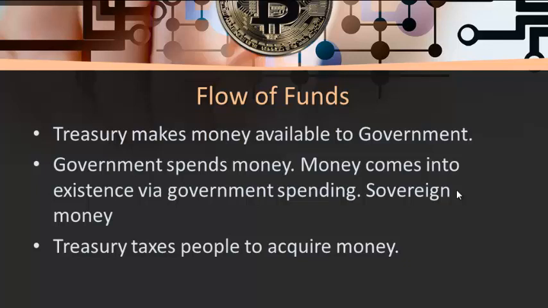How does the money flow through the economy? Basically, the job of the Treasury, the finance ministry, is to make money available to the government for spending. The government spends the money. When the government spends the money, then money actually comes into existence. This is because it is sovereign money. Before that, it is just entries in accounts. The central bank can write however much money.